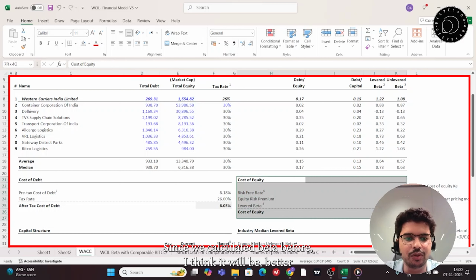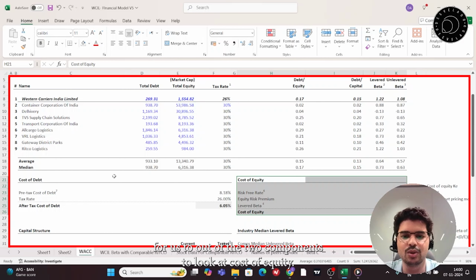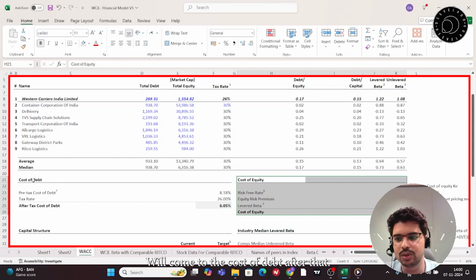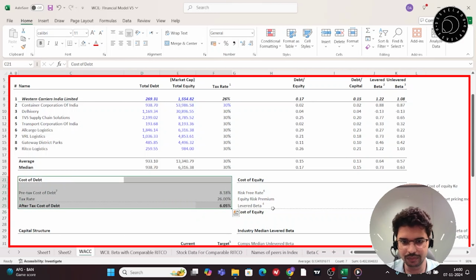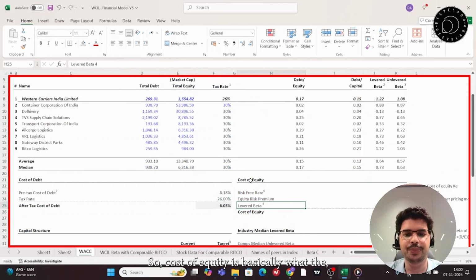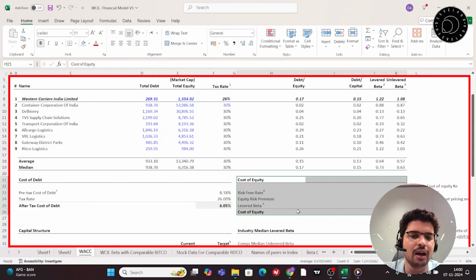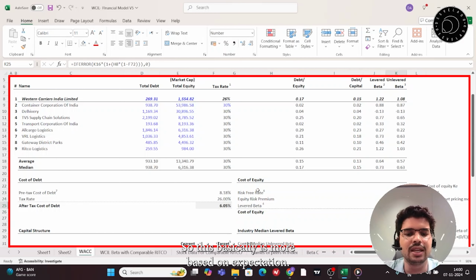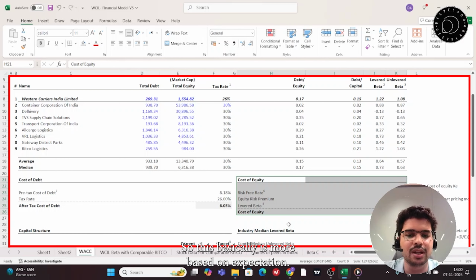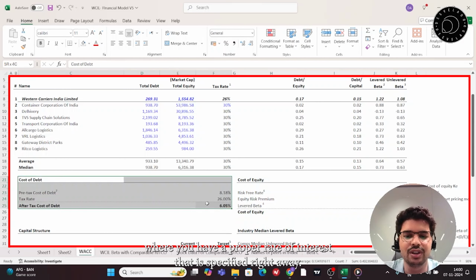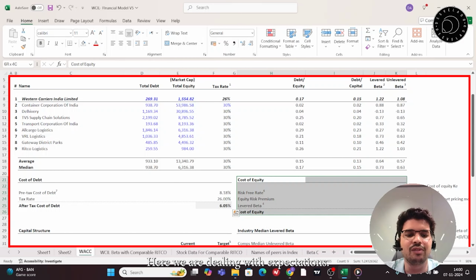Since we calculated beta before, I think it'll be better for us, out of the two components, to look at cost of equity. We'll come to the cost of debt after that. Cost of equity is basically what the shareholders of the company expect to earn on their investment if they were to, let's say, buy our stocks. So this is more based on expectation, unlike cost of debt, where you have a proper rate of interest that is specified right away. Here we are dealing with expectations.